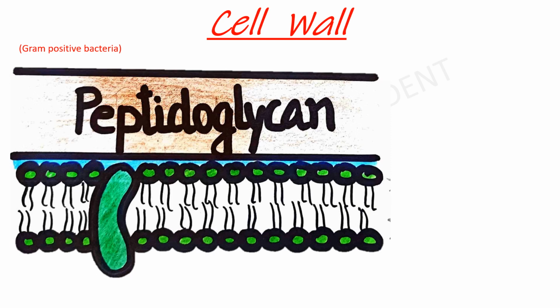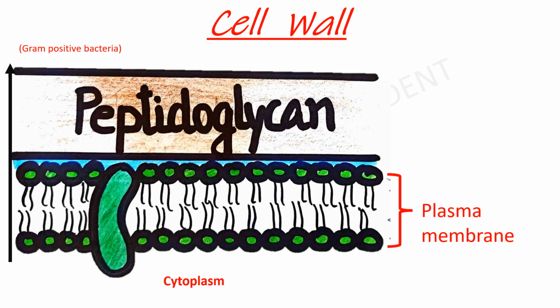Let me walk you through this diagram from its inner to the outer side. The inner side represents the cytoplasm, which is bound by the plasma membrane, which also carries some proteins. This is followed by the cell wall, and the space in between the two layers is the periplasmic space. Now let us have a look at the cell wall in greater detail.